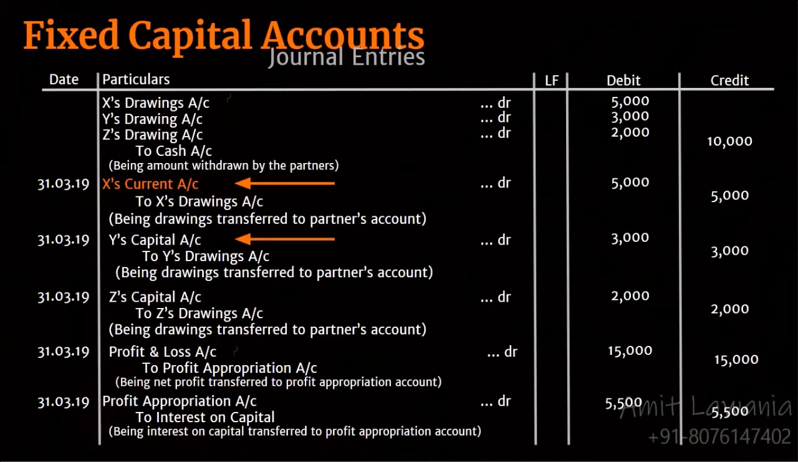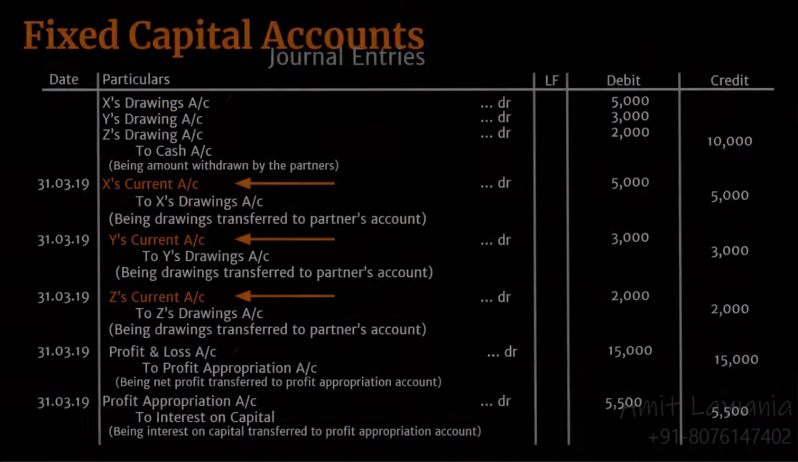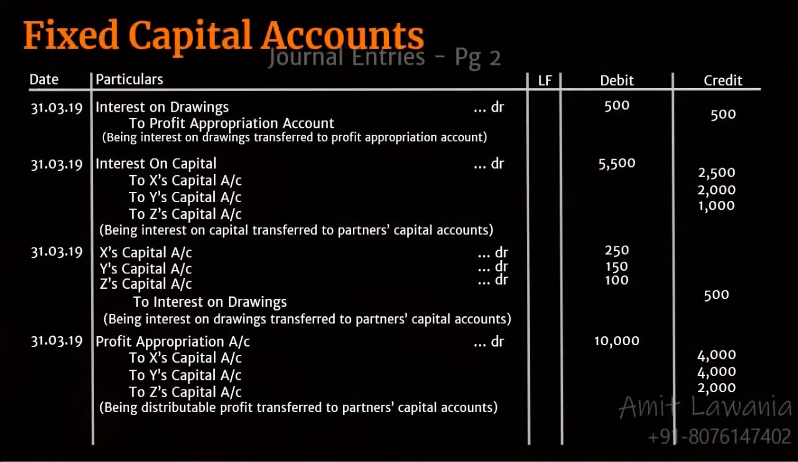Similarly, the entry towards Y's capital account will be changed to Y's current account. And next, the entry for Z's capital account will be changed and converted into Z's current account. The next two entries do not involve capital accounts, so they remain the same, just like they were earlier.